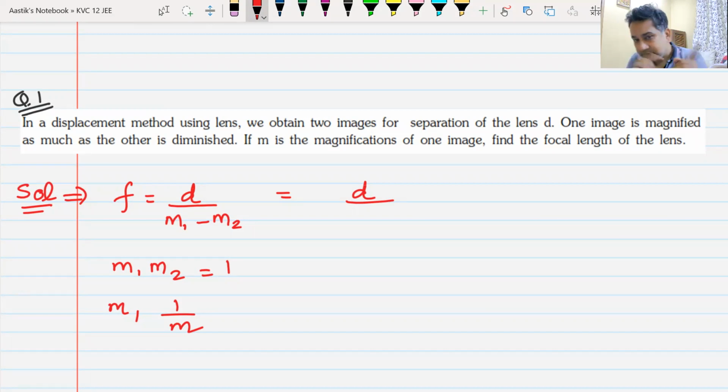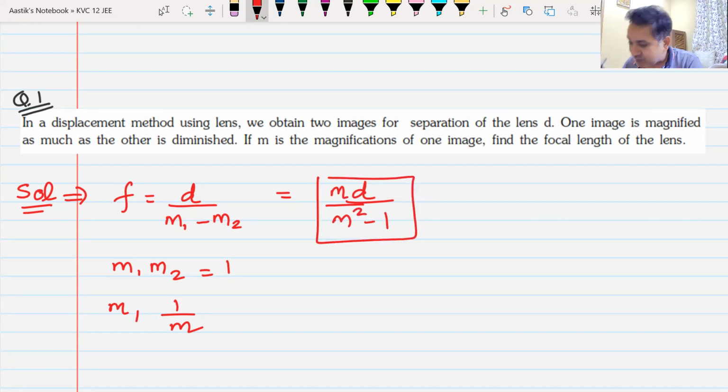Do we understand this? Positive and negative sign. So if I take that m which is greater than 1, my answer will be m d upon m square minus 1.